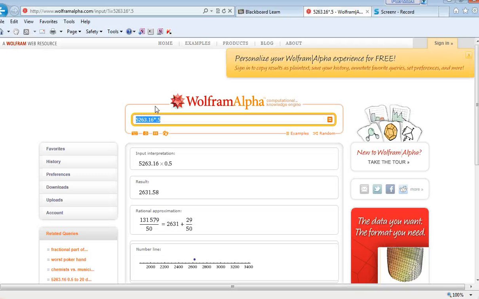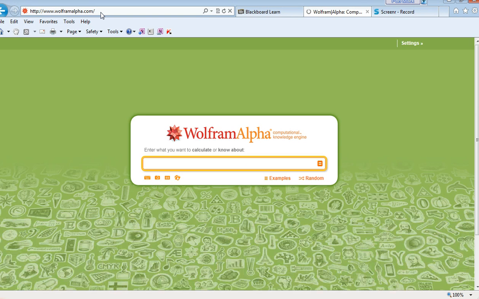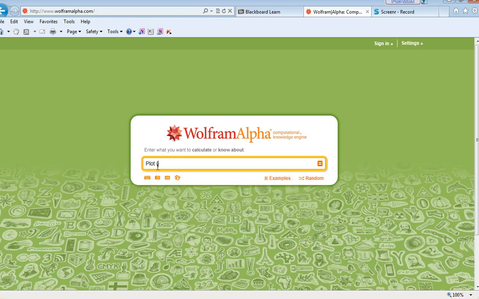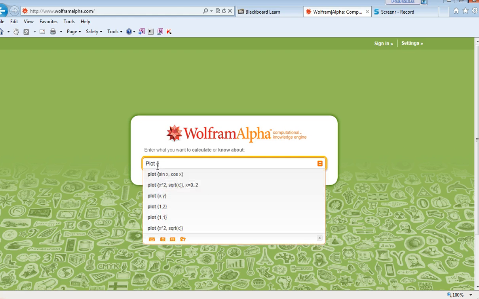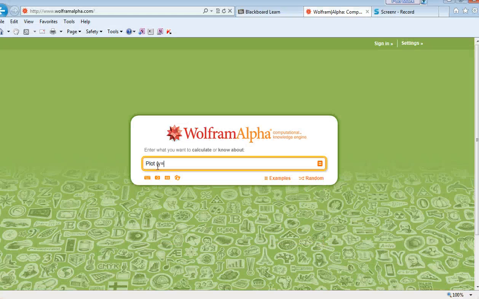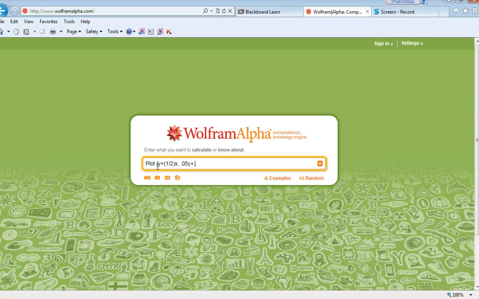So I am in wolframalpha.com. You just type in wolframalpha.com. You'll get this little Google bar looking thing, and now you can actually plot functions. So you have to type in plot, and then I'm going to put in a curly bracket just so I tell Wolfram Alpha that I want to plot two functions, and I'm going to do y equals 1/2 x, comma, and then I want to do 0.05y plus 0.07x equals 500.